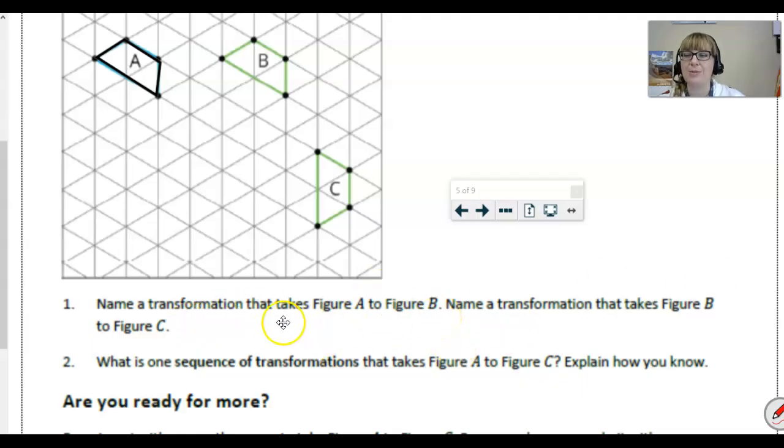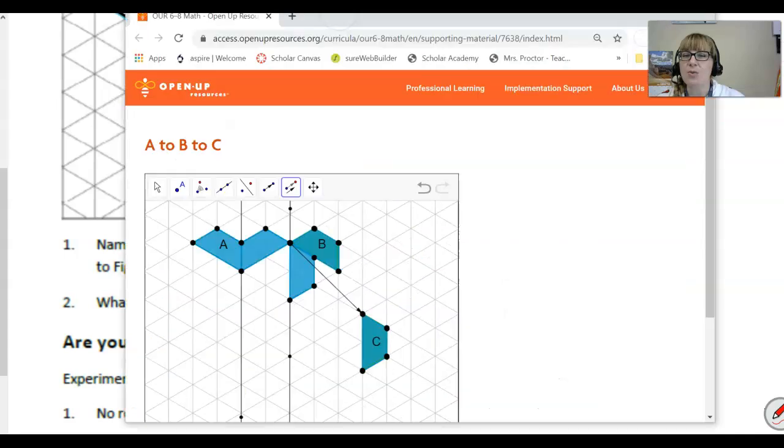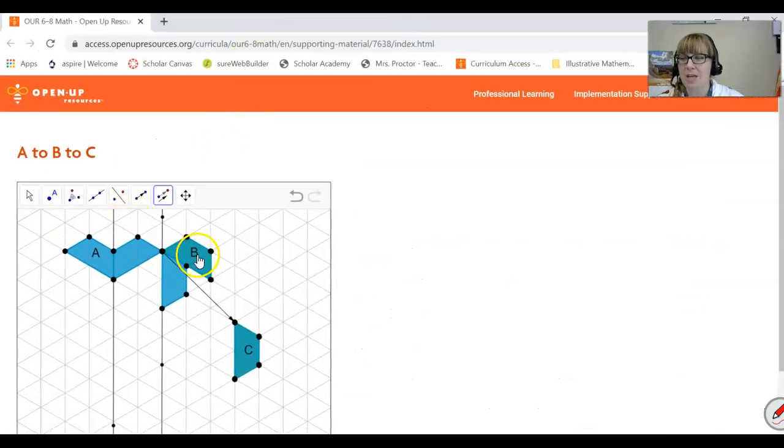Exploring is good. I would still like it if you're taking notes to write down your response, write down the different ways that we can get there. And now it says, what is one sequence of transformations that takes figure A to figure C? So it's the same idea, but we're skipping B. We can skip B and go from A to C. And again, there's a variety of ways that you can do this.